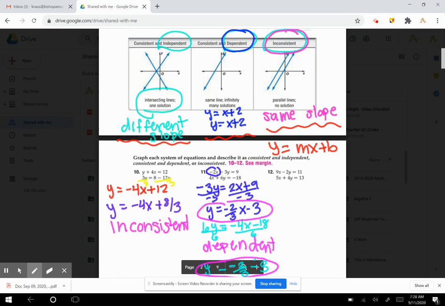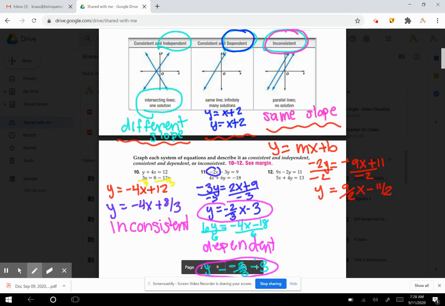Okay, all right, let's look at 12. Again, this one's going to require a little bit more work. I'm going to subtract 9 to both sides, so negative 2y equals negative 9x plus 11. I'm going to divide by negative 2. y equals 9 over 2 x minus 11 over 2.